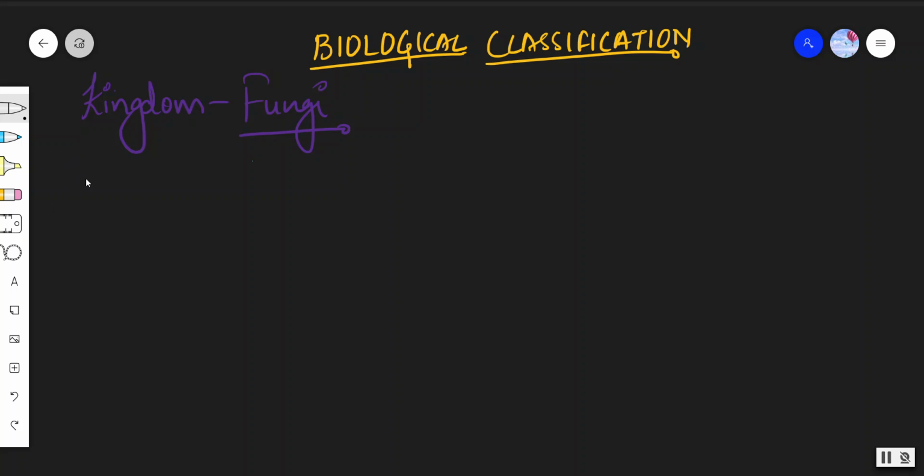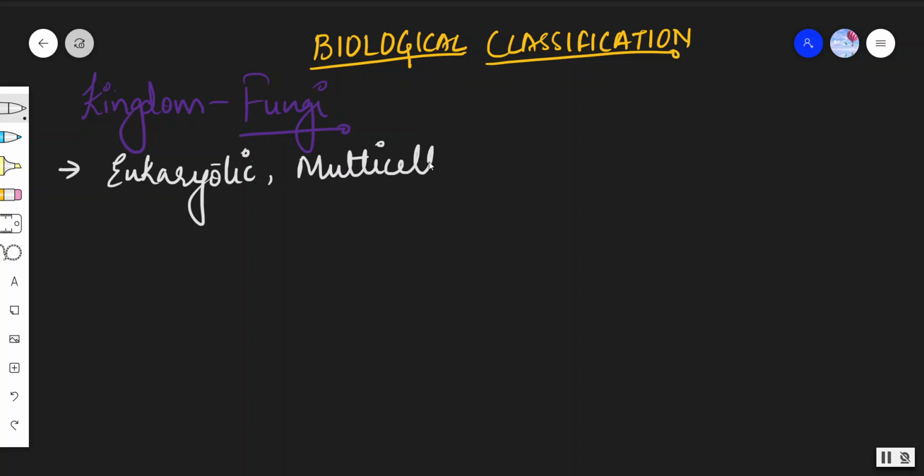Okay, so let's get started with fungi. What are the key features of fungi? They are eukaryotic and multicellular. This is the key feature of Kingdom Fungi. This kingdom includes eukaryotic, achlorophyllous, non-photosynthetic and heterotrophic organisms. So many terms are included here. Like I have already written here, they are eukaryotic.